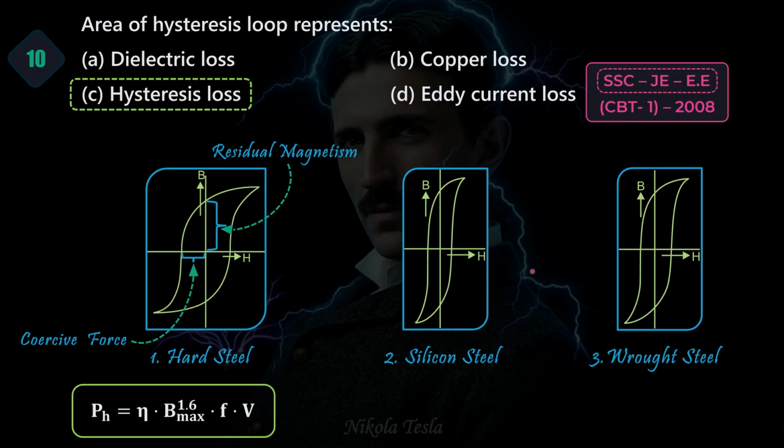That is the reason why we use silicon steel for the construction of the core of electrical machines. From this discussion, we conclude that the area of the hysteresis loop represents hysteresis loss. Option C is the right choice.